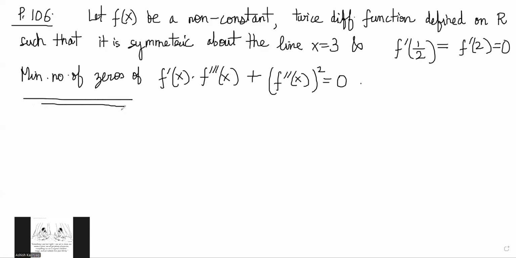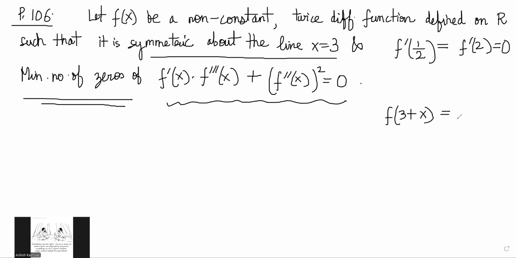The question is asking us for the minimum number of roots of this equation. The equation is f'(x) f'''(x) + (f''(x))² = 0. So let's start by exploiting the condition: the function is symmetric about the line x = 3. That means f(3 + x) should be the same as f(3 − x), right? That is the meaning of symmetry.